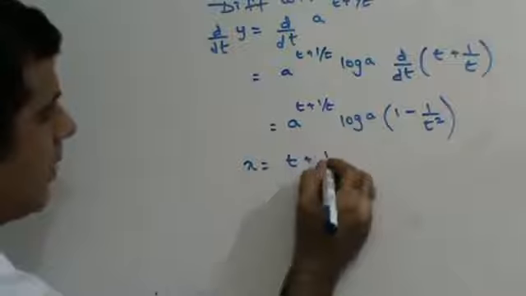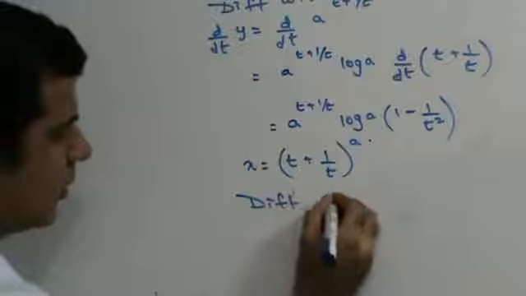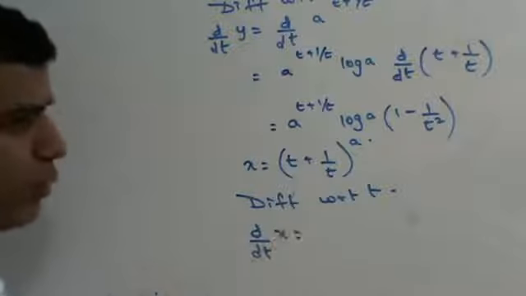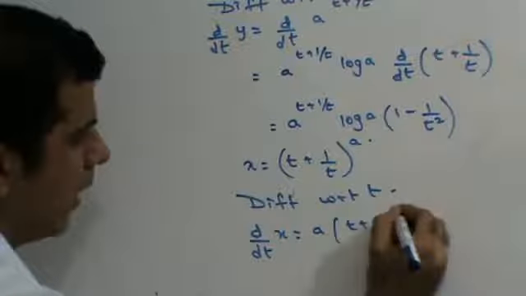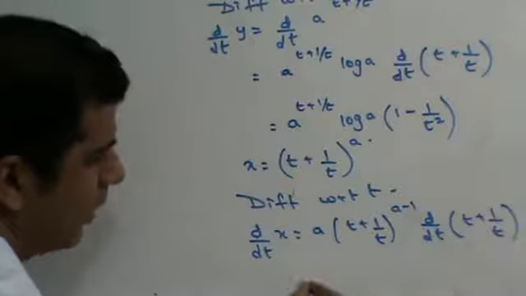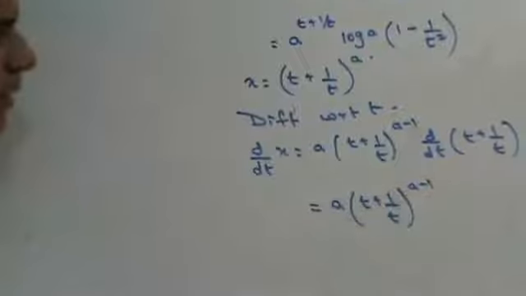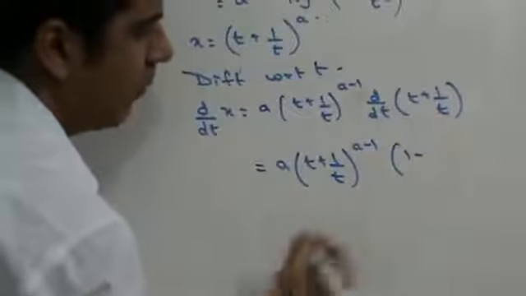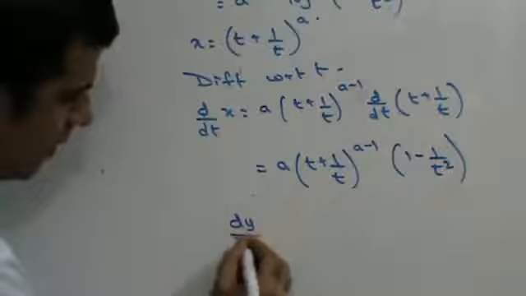x is (t plus 1 upon t) the whole raised to a. Differentiate with respect to t. So you will get dx by dt of x. Here you will use the formula u raised to n, n u raised to n minus 1 d by dt of u. So this is a (t plus 1 upon t) the whole raised to a minus 1, d by dt of t is 1 plus d by dt of 1 upon t is minus 1 upon t square. Now I can find out dy by dx.